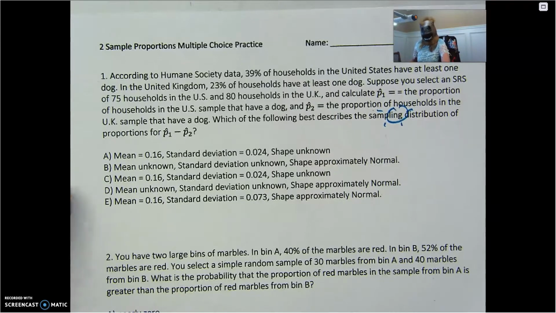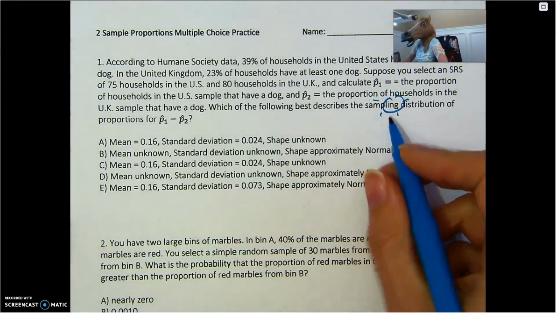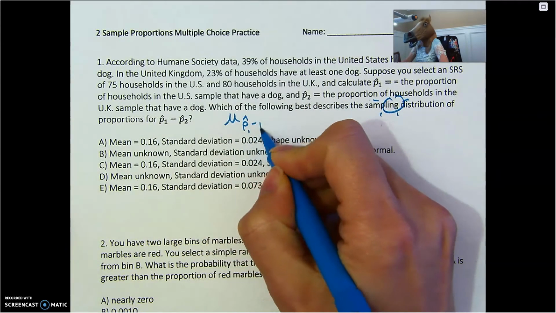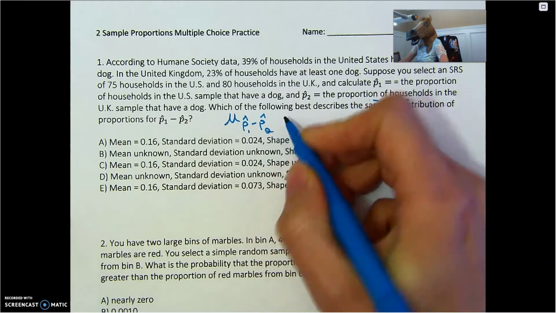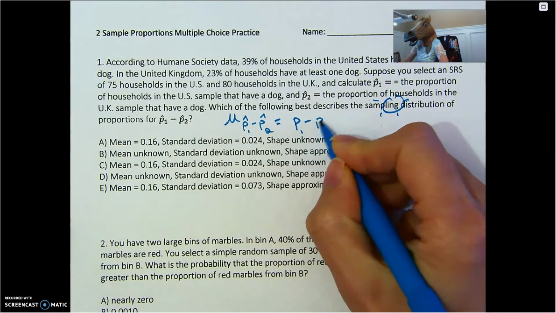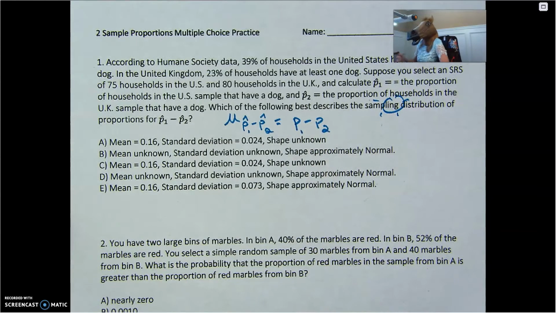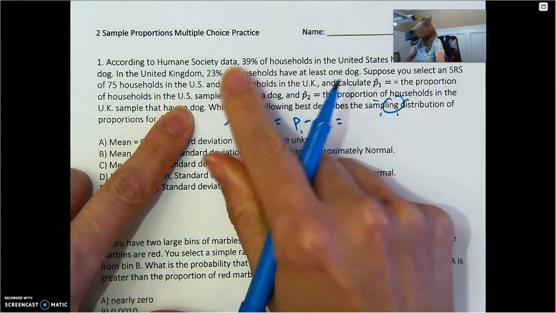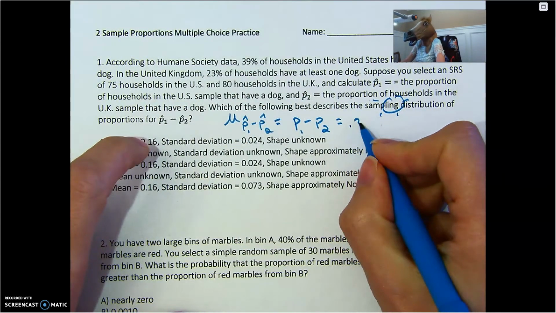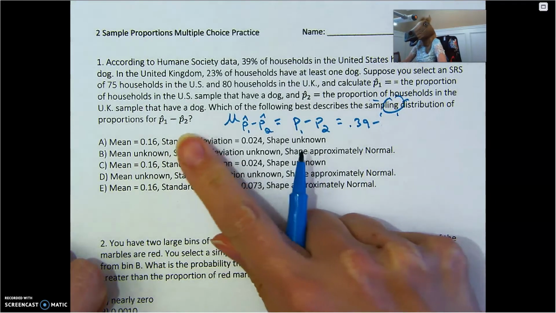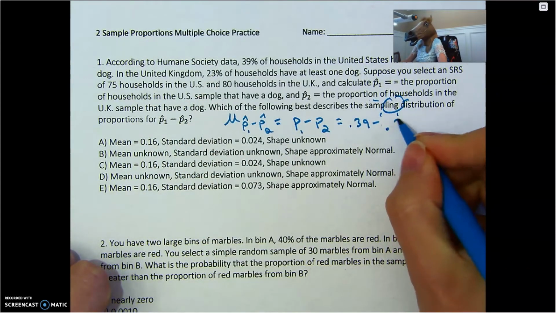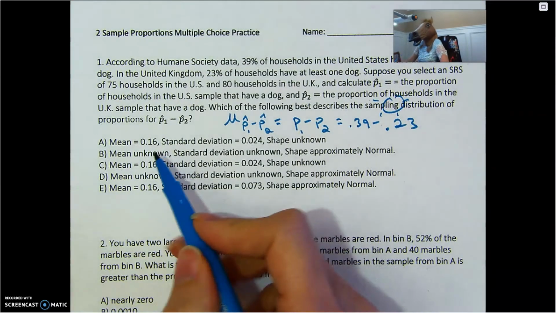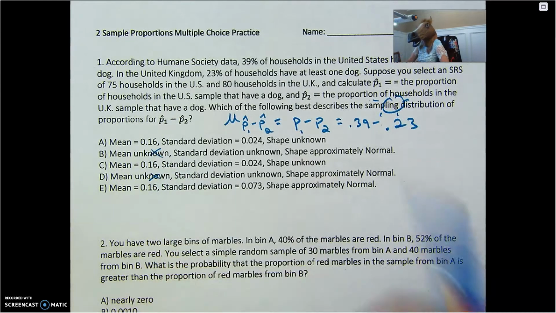All right, so this is pulling in some old vocab for you. Sampling distribution, got it. So if we average together all of the differences, it should match the population parameters. So I just need to subtract my two values. If P1 is the United States, we'll put that number first, so 0.39 minus the UK, P2, which is 23%. So 39 minus 23, there you go. You have a mean of 0.16, so we can get rid of those two options.